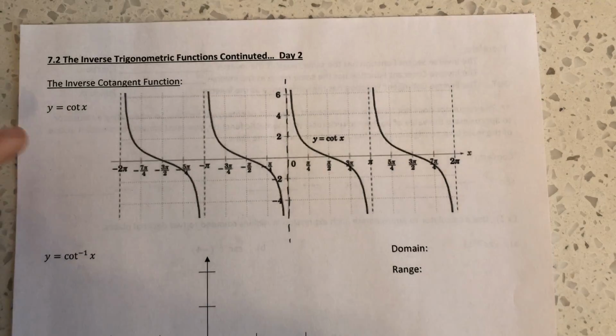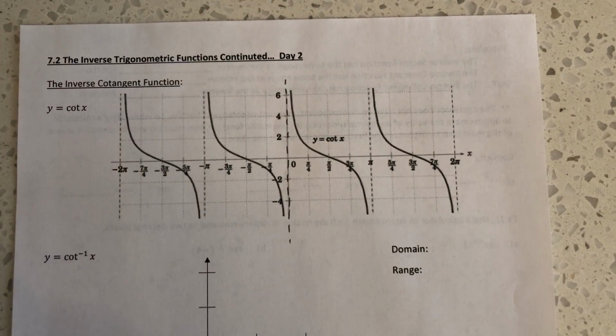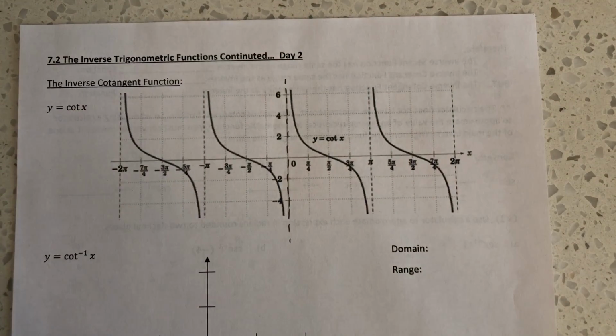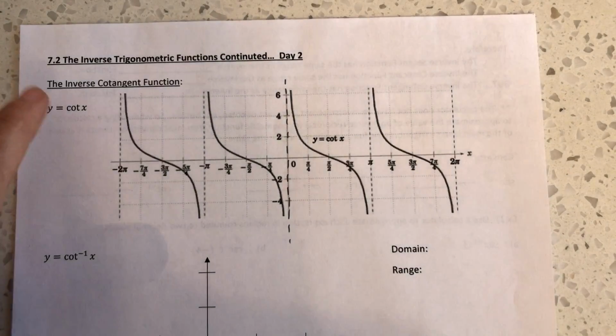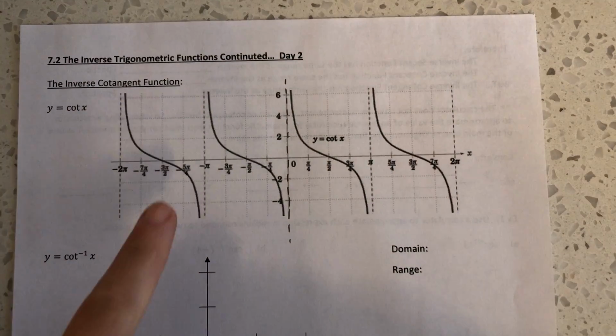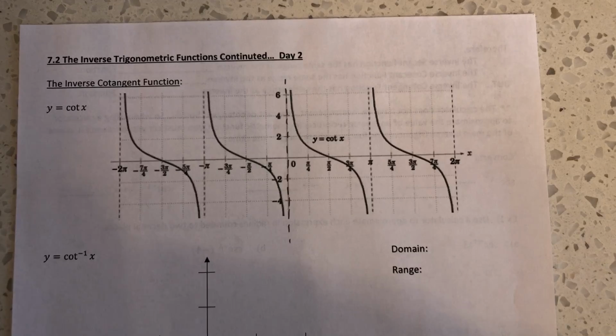So on the first day of day 2, I showed you how the inverse secant and the inverse cosecant functions are going to work. So now we have to figure out how the inverse cotangent function is going to work. And he's a little bit harder than the other two, and you'll see why.